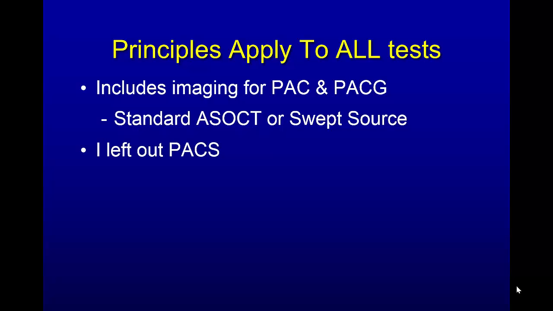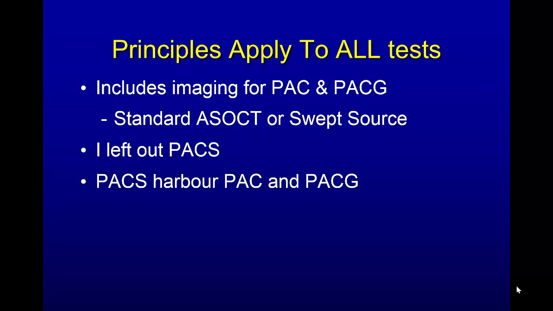Now, I left out suspects. All of us latch on to the latest technology, and you think that ASOCT detects suspects. Now, what are suspects? Suspects are those who harbor angle closure and angle closure glaucoma.